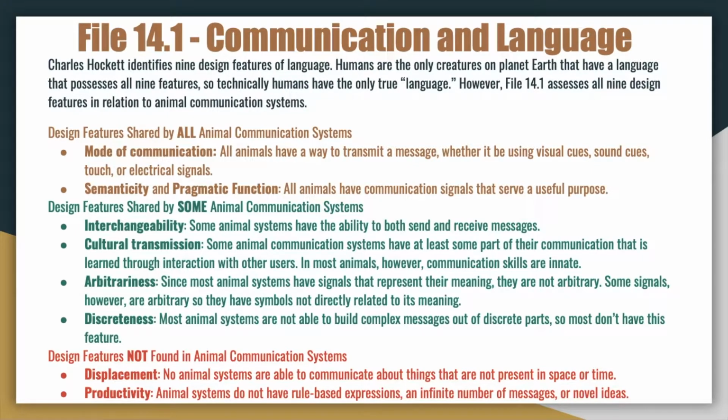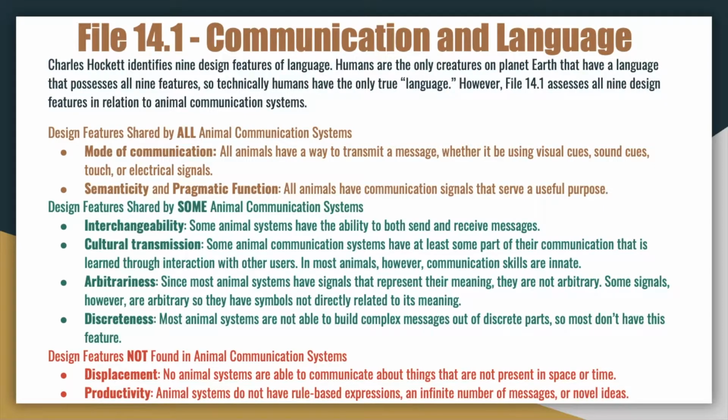Charles Hockett identifies 9 design features of language. Humans are the only creatures on planet Earth that have a language that possesses all 9 features, so technically humans have the only true language. However, File 14.1 assesses all 9 design features in relation to animal communication systems.